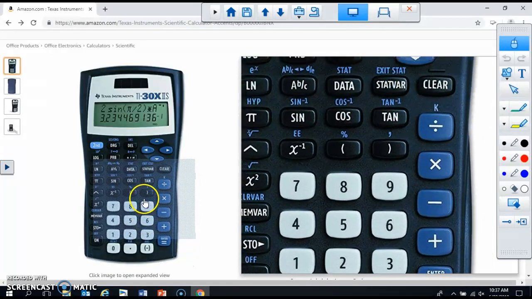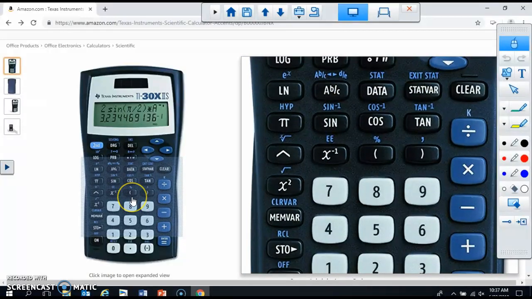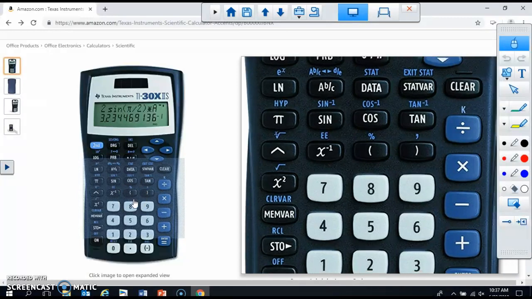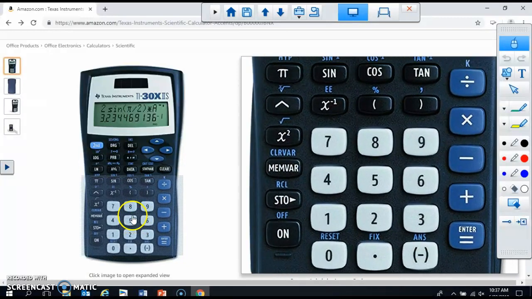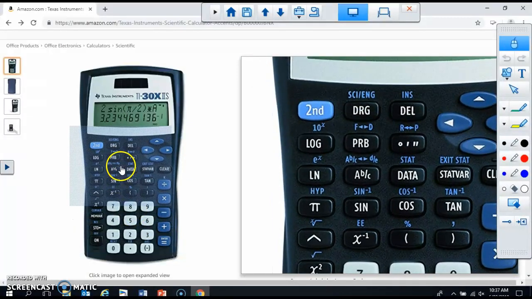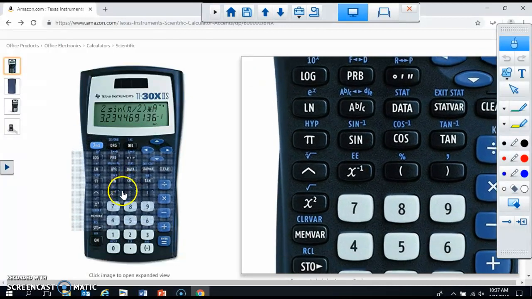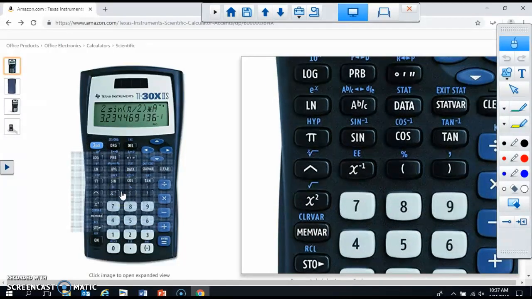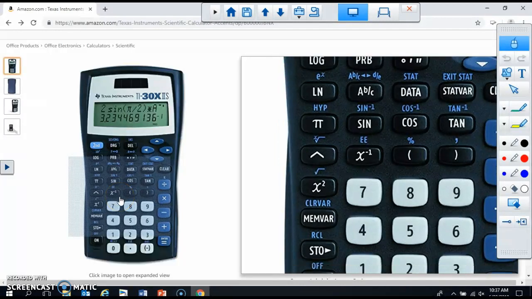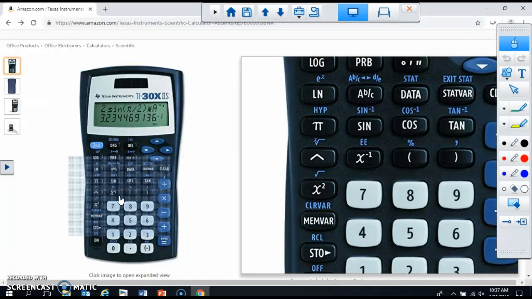So if I need to plug in 6.02 times 10 to the 23rd power, I would press 6.02. Then you see that there's an E button there. You cannot use the E button by itself. So you press 6.02, then the second function, then the EE button, and then you just plug in 23. That is how you use scientific notation in your calculator.